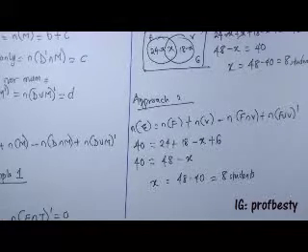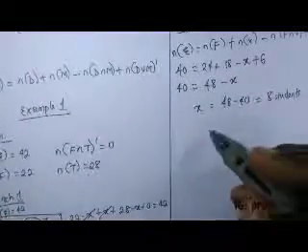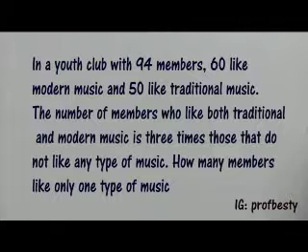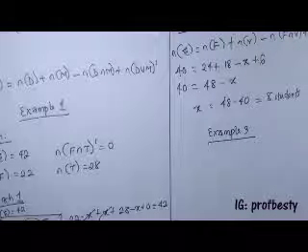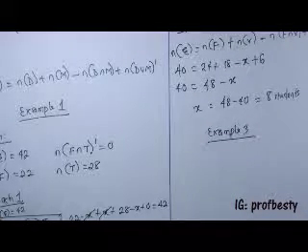So let's take a third example. Example 3. In a youth club with 94 members, 60 like modern music and 50 like traditional music. The number of members who like both traditional and modern music is 3 times those that do not like any type of music. How many members like only one type of music? This one is a little bit interesting because it has so many unknowns.